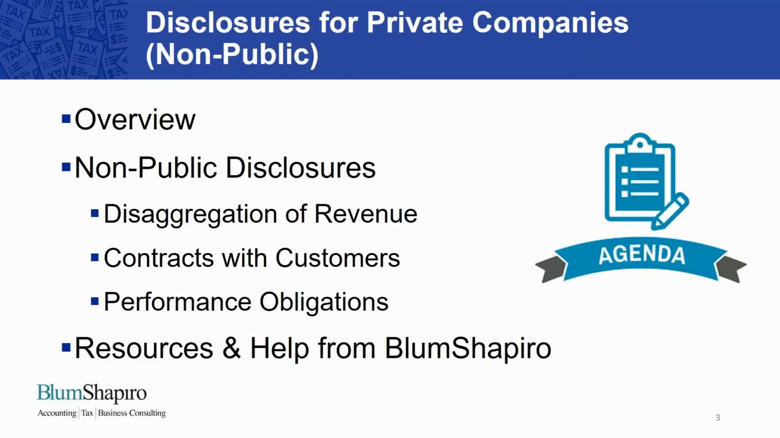Here's today's agenda. First, we'll start off with an overview of the effective date and types of financial statements that are impacted by the new revenue recognition standard for private companies. Then we'll get into the actual required disclosures for non-public entities, which can be categorized in three areas: disaggregation of revenue, contract with customers, and performance obligations. And finally, we'll conclude with the resources available from BlumShapiro.